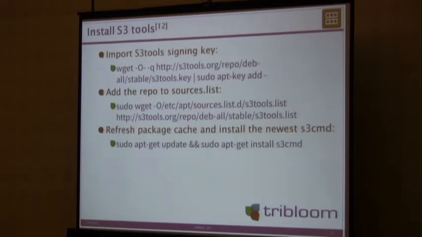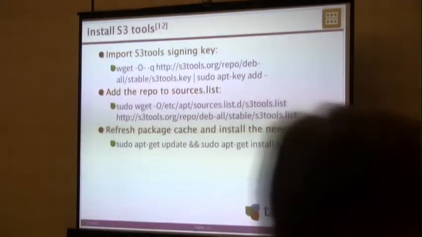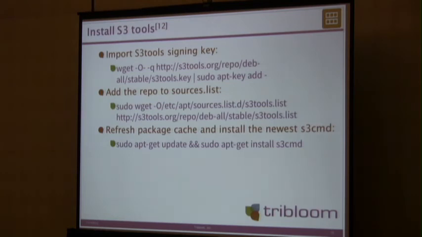So I used Ubuntu. If you're familiar with that, this should look pretty easy, but this is to install S3 Tools. S3 Tools is a utility that's not produced by Amazon or Alfresco, but it lets you talk to S3 from a command line, basically. They maintain their own repository for S3 Tools. And of course, you need to go and get the signing key, add that to your sources list, and then configure and install the command.